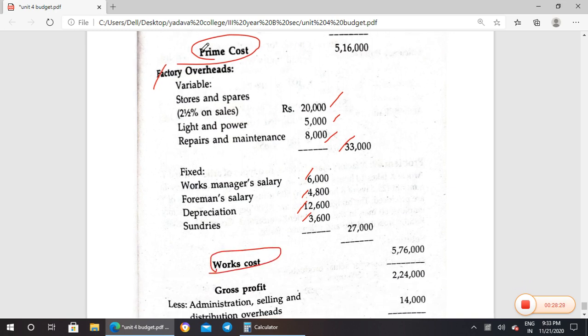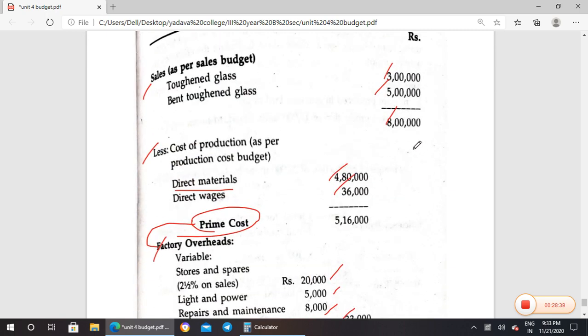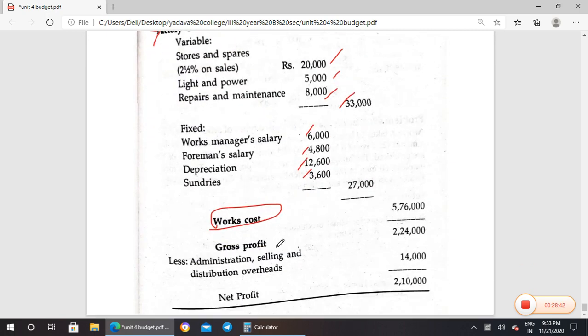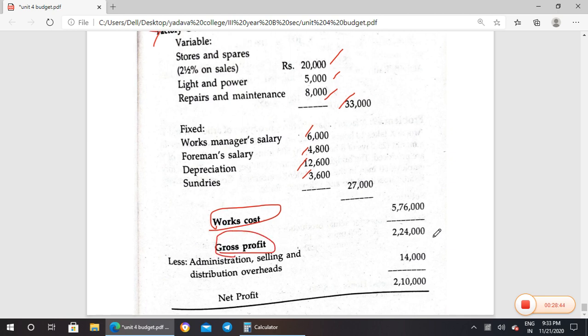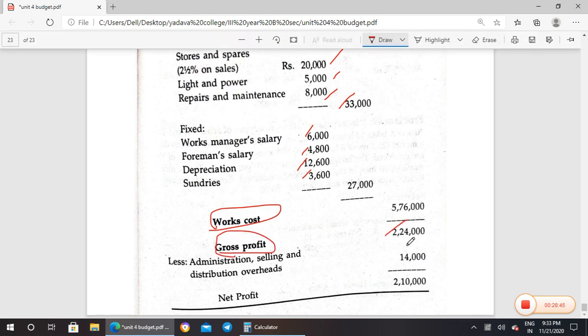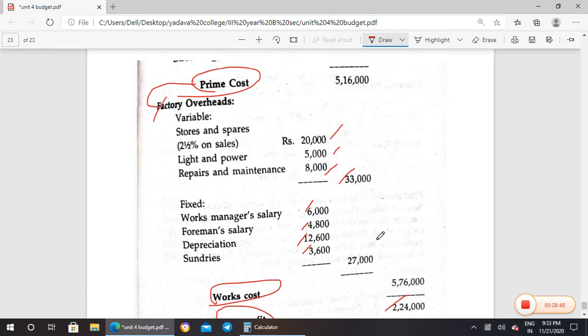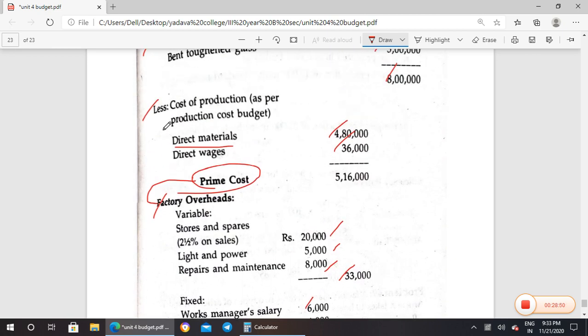When we add prime cost, as you have already studied in cost accounting, prime cost plus factory overheads, we call it work cost. So just deduct work cost from sales, you will be getting gross profit. So gross profit is 2,24,000. Please consider it. So this is the cost of production, that is, prime cost we have to find.